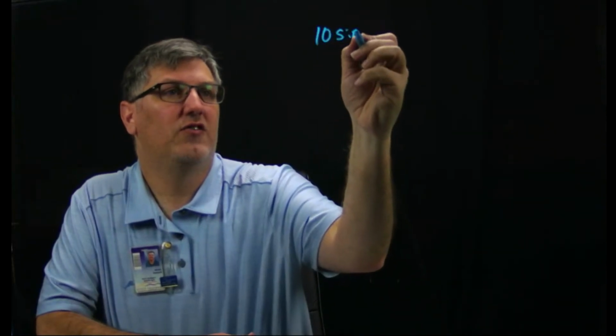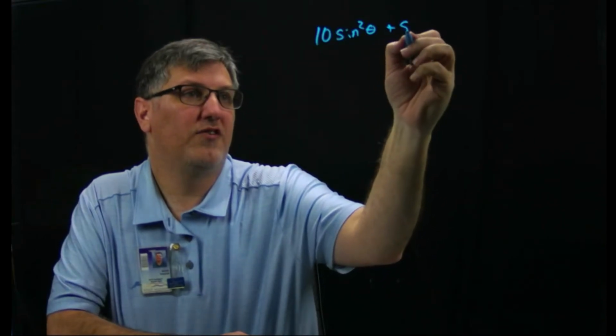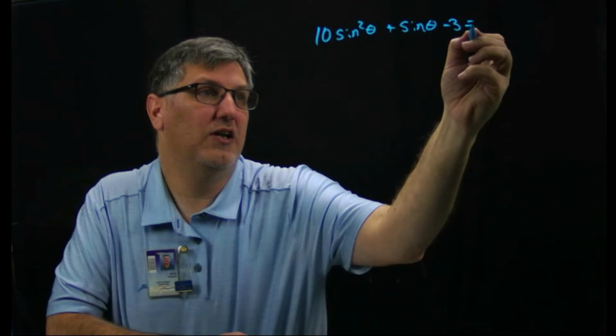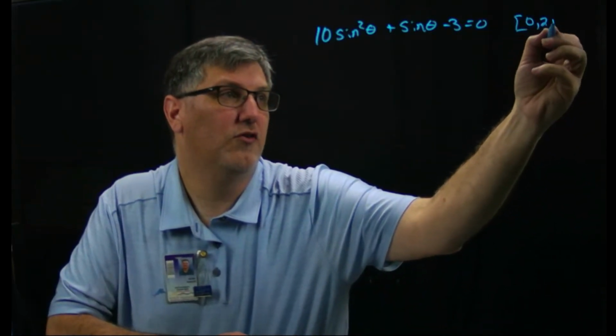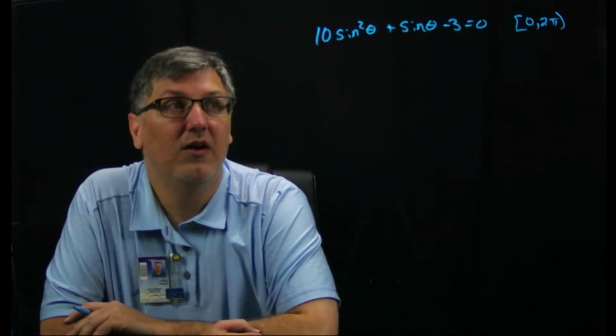All right, so what I'm going to do is solve the equation 10 sine squared theta plus sine theta minus 3 equals 0, and I want the answer between 0 and 2 pi. Once again, I need you to express your answers in terms of radians.